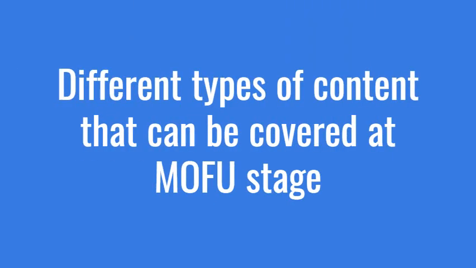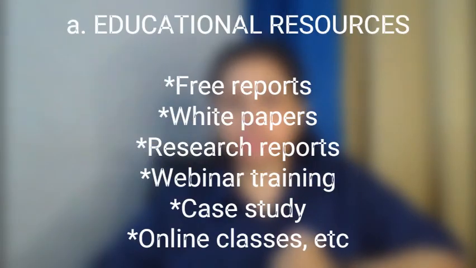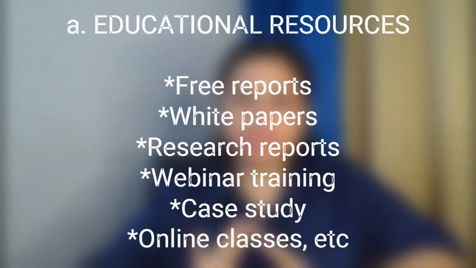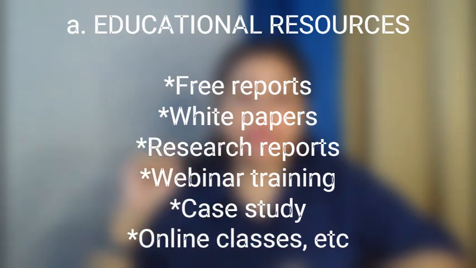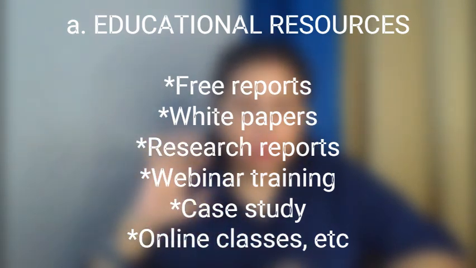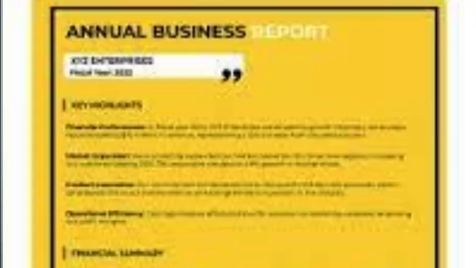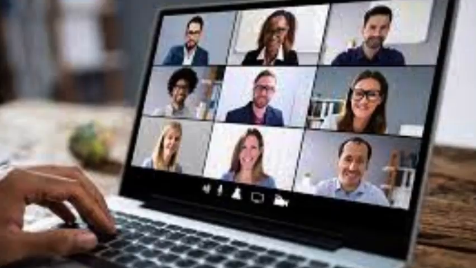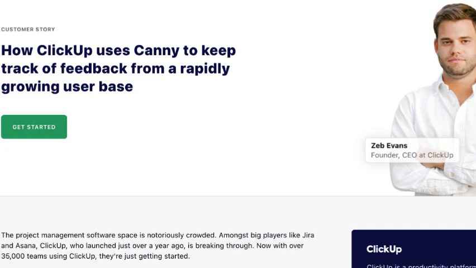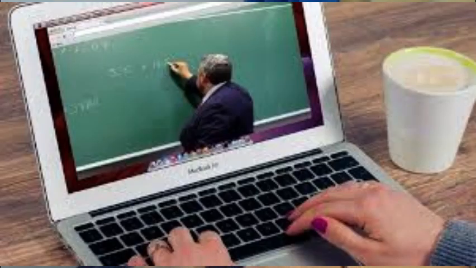Now we are going to talk about the different types of content that can be covered at the middle of the funnel content stage. A is your educational resources. Now I have although discussed in detail in lecture 15 of gated offers. Please refer to that video. Now free reports, research reports, white papers, webinar training, case studies, online classes, etc. can be used to educate the consumer about your brand and highlight your offerings in the form of your product, your services, or the solutions that you provide.